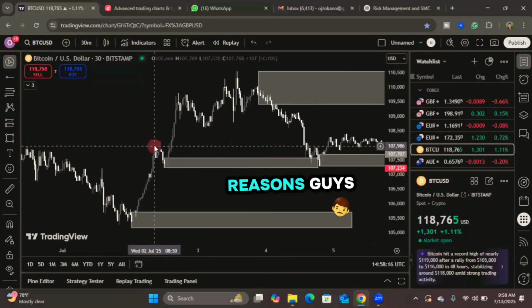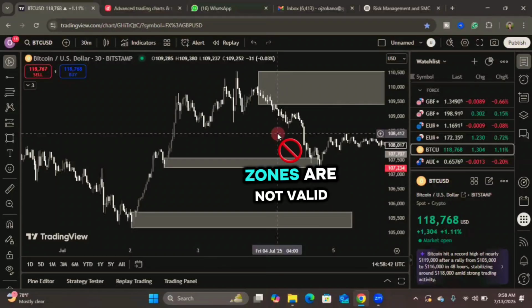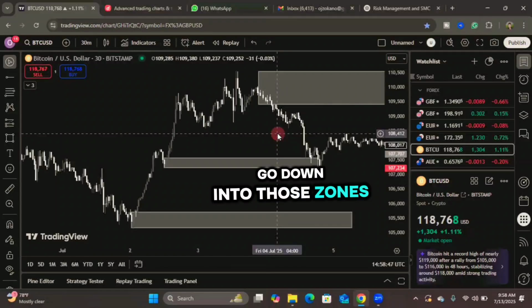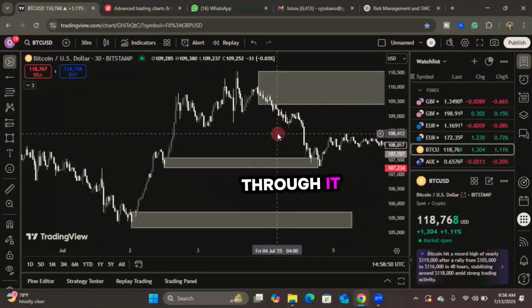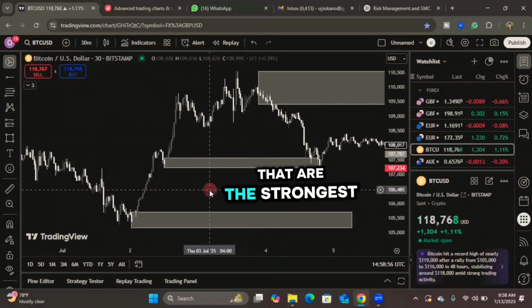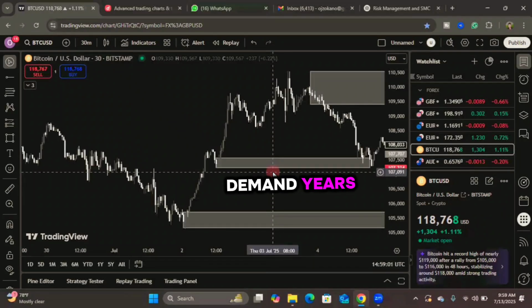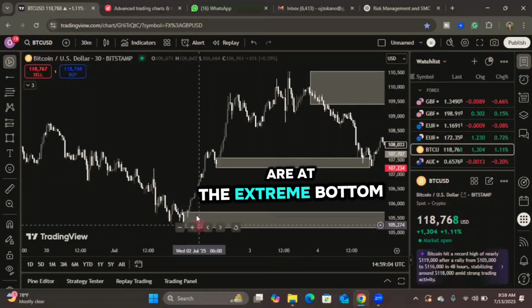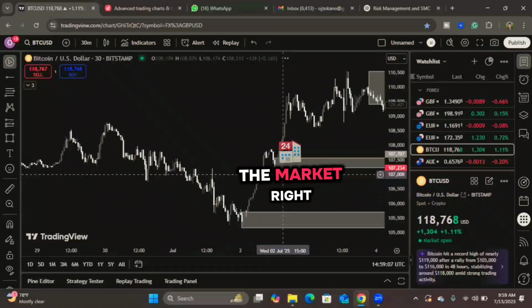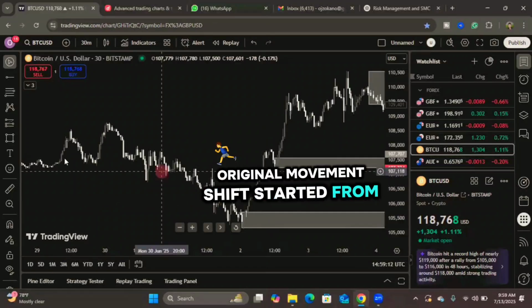One of the main reasons, guys, you will see a lot of these supply and demand zones, but some of the zones are not valid. Reason being, price may go down into those zones, do a little reaction, and then go straight through it. Some of the strongest supply and demand zones that I tend to find are the ones at the extreme bottom of the market, from where the original movement shift started.